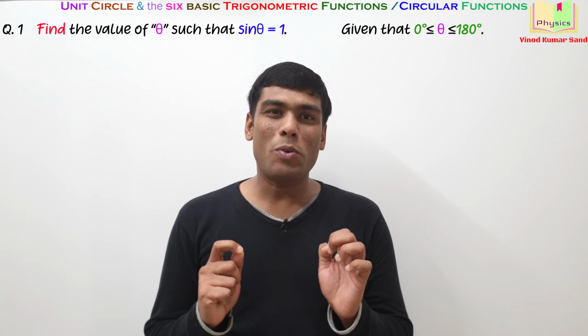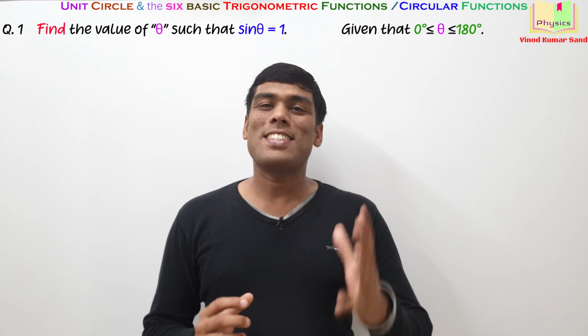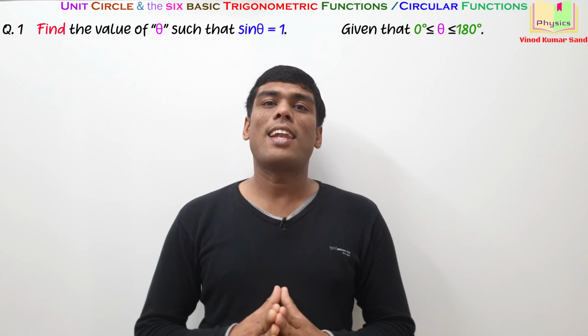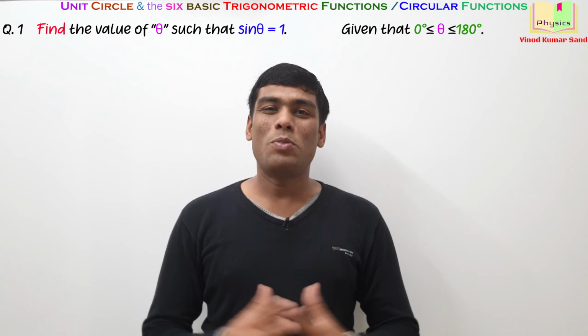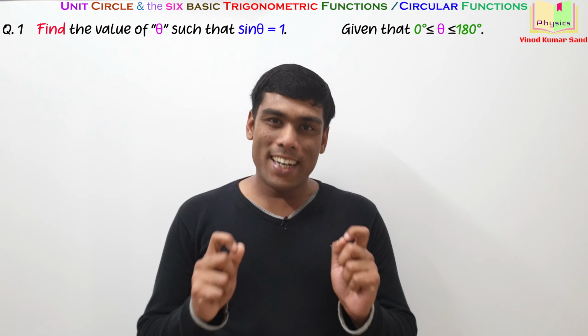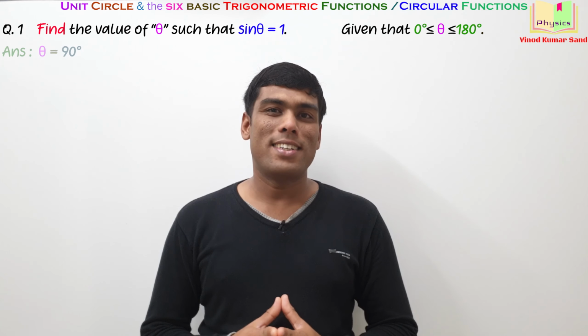Here we have a simple question. Find the value of theta such that sine theta is equal to 1, and a condition is mentioned that theta lies in between 0 degree to 180 degree. If you wish, you can give your quick answer. Correct. The answer is theta is equal to 90 degree.